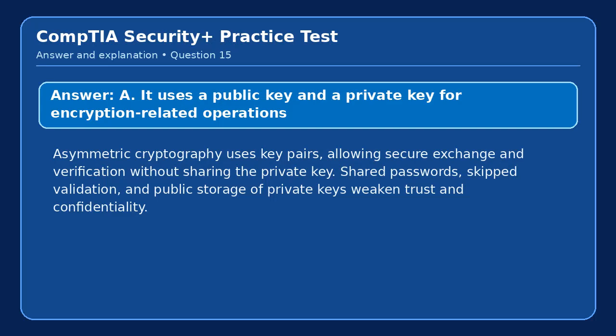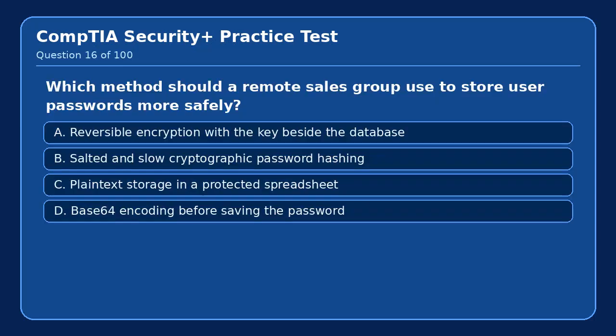Question 16. Which method should a remote sales group use to store user passwords more safely? A. Reversible encryption with the key beside the database. B. Salted and slow cryptographic password hashing. C. Plain text storage in a protected spreadsheet. D. Base64 encoding before saving the password. Take a moment to choose your answer.